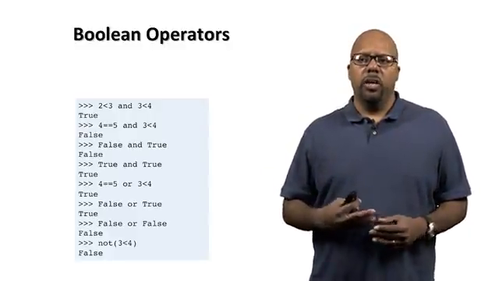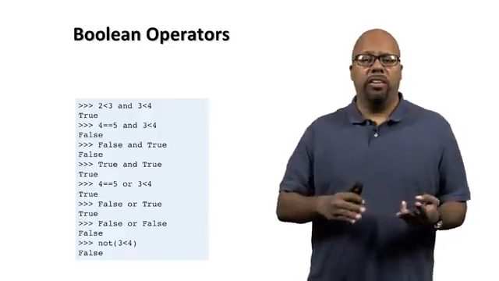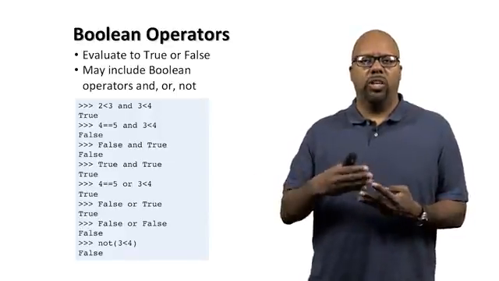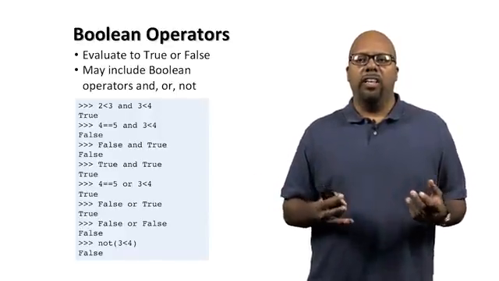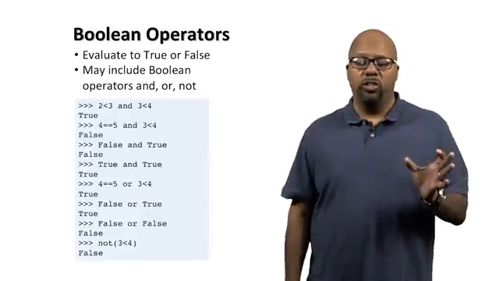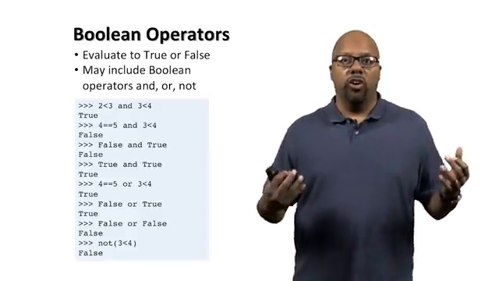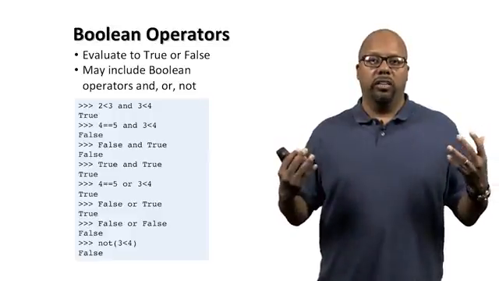So Boolean operators, Boolean meaning things that evaluate to true or false. These are operators, basically they're and, or, and not are the basic ones. There are other ones too, but and, or, not, the logic operators. And these also evaluate to true or false. They return true or false, but their inputs are also true or false, are also Boolean, right?